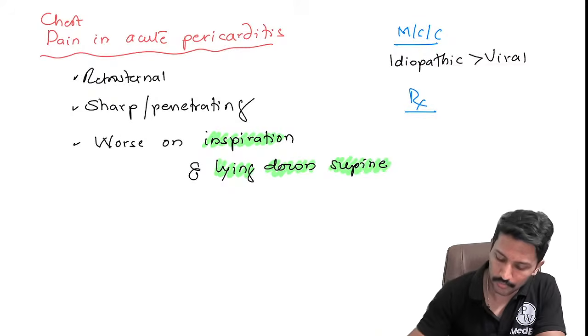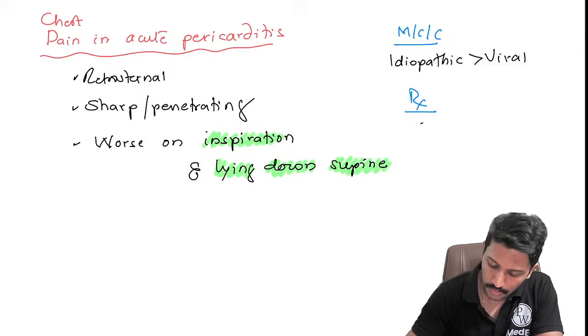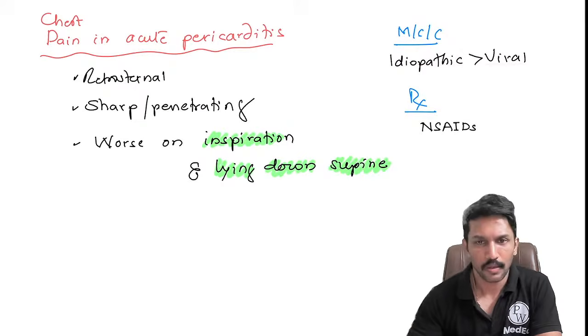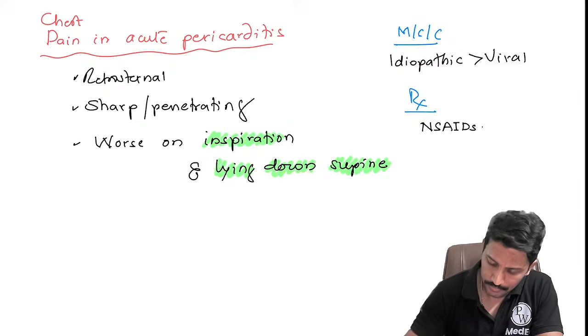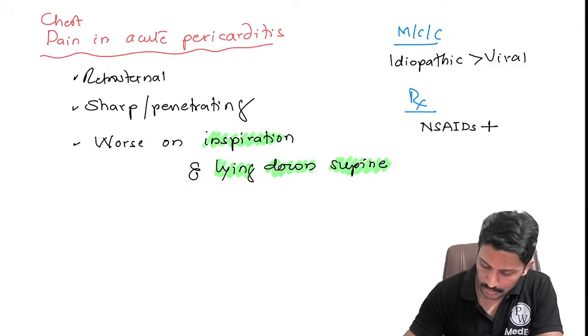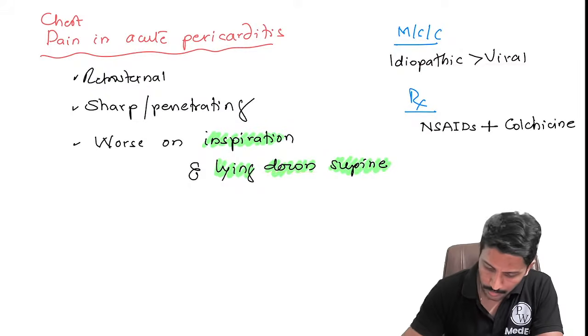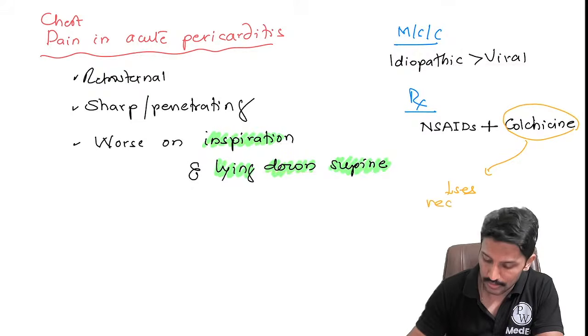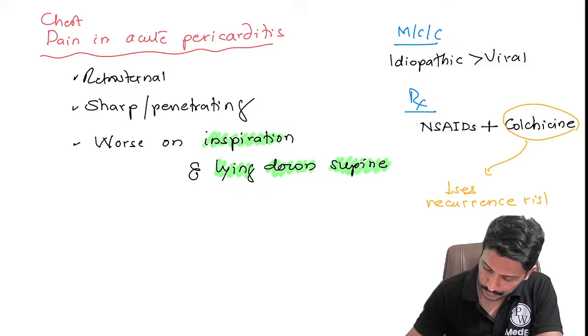So we try to treat them with NSAIDs like aspirin or diclofenac plus colchicine. And please remember another potential MCQ that they might ask: adding colchicine decreases recurrence risk. So we're adding colchicine to reduce the risk of recurrence.